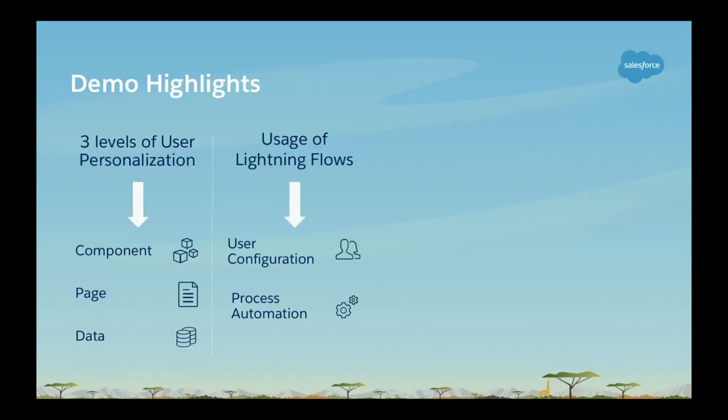Lightning flow. So we use flows for two major things. First one was user configuration. So we let our users choose which news they are interested in, and we use flow to automate that. And the second was to create a case. So we did some process automation using our flows.